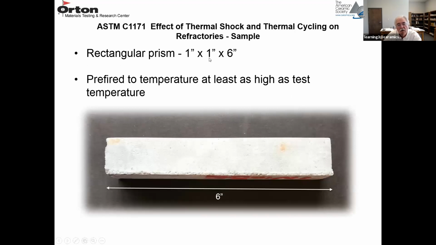This test is done on a 1" by 1" by 6" sample. And here's a typical 6" sample. You can run this test on a fired brick. You can run it on an unfired castable, for example, but you have to pre-fire it to a temperature at least as high as the thermal shock test temperature. Otherwise, you'll be measuring other changes in the material where it's densifying. You don't want to measure any other changes. You want to just measure thermal shock.